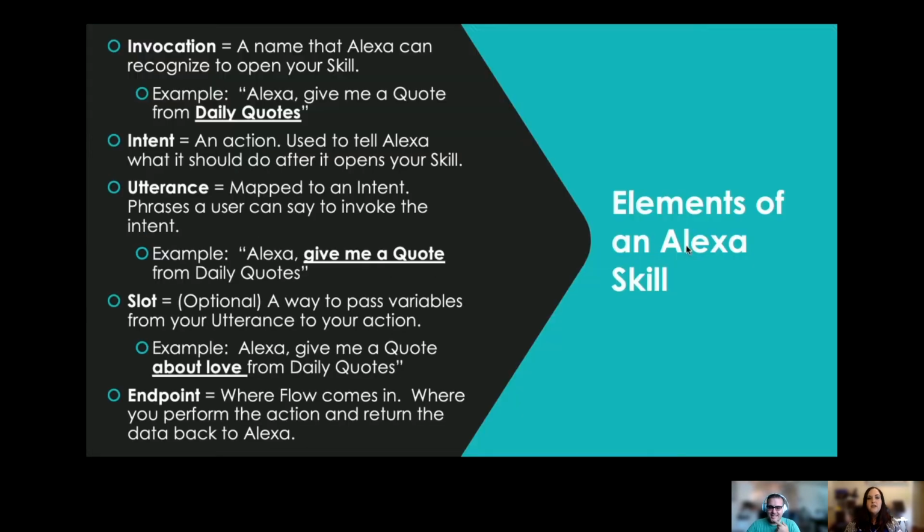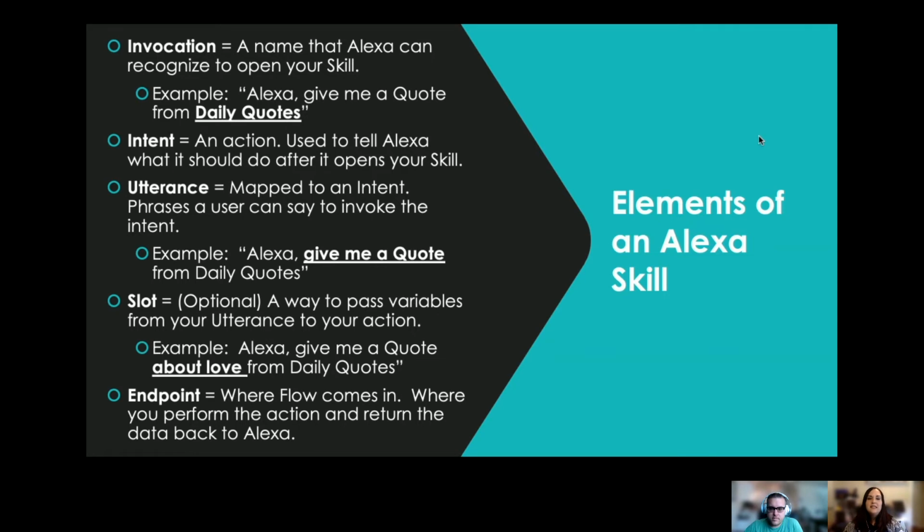Before we dive into the demo, though, you need to understand a few core elements of an Alexa skill, because we're going to be configuring this, and you need to know what we're looking at and what the stuff means. The first term we need to know is invocation. All that means is it's a name that Alexa can recognize to open your skill. For example, if you say, Alexa, give me a quote from Daily Quotes, Daily Quotes is the invocation. That's the name of the skill that it's going to invoke.